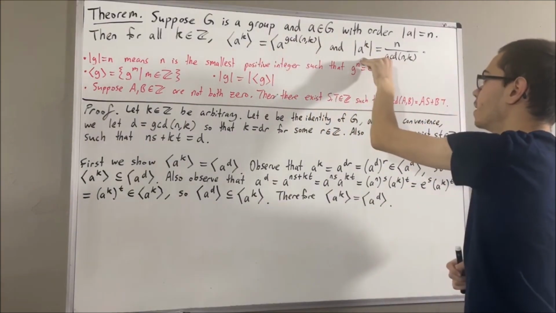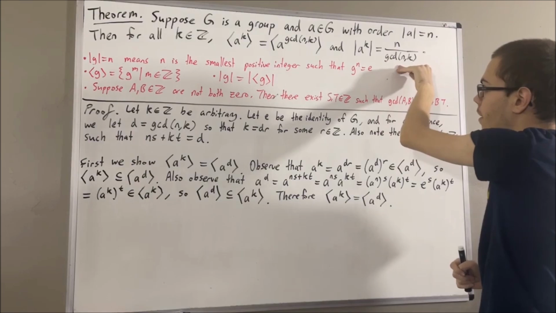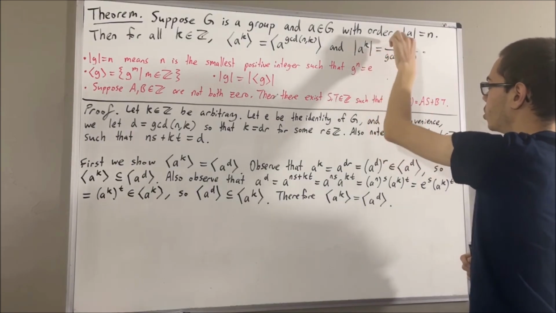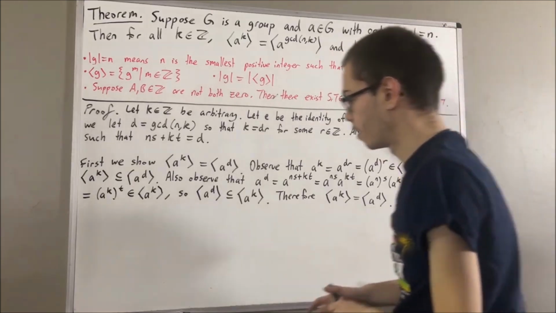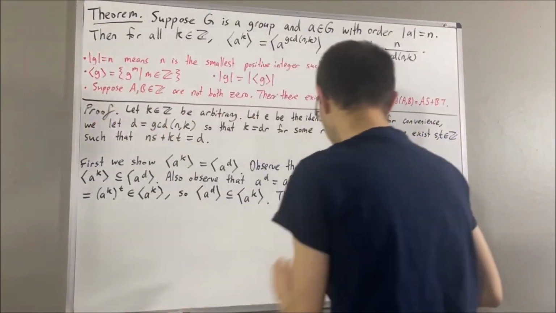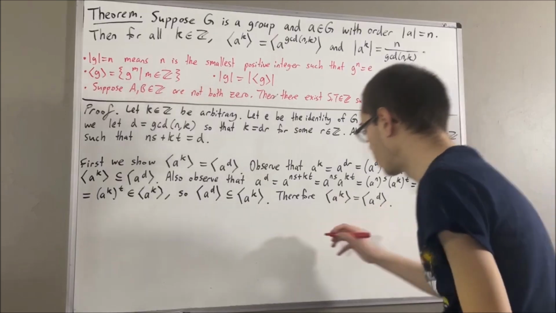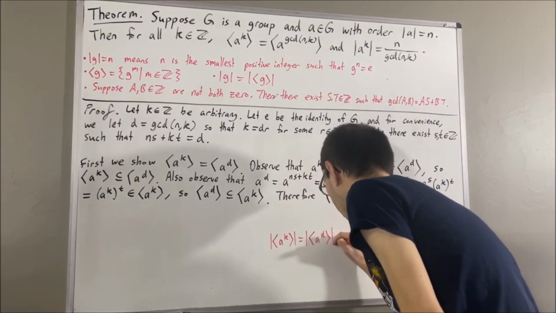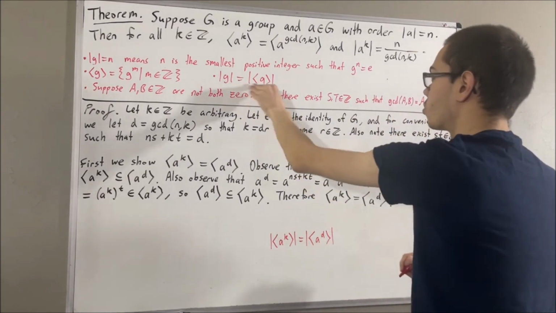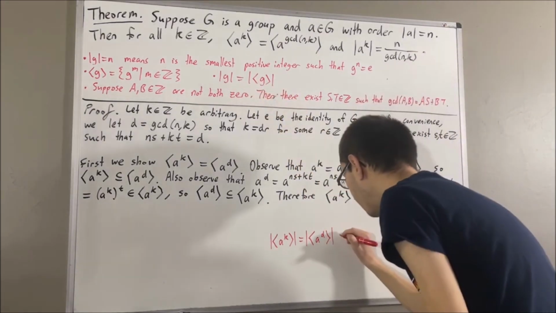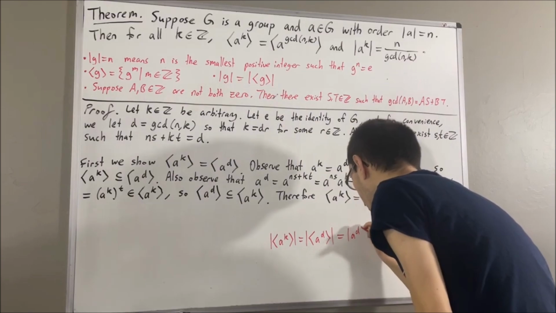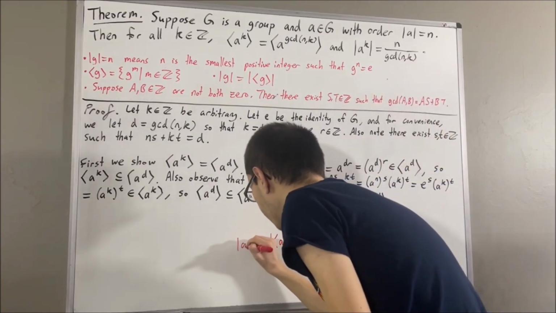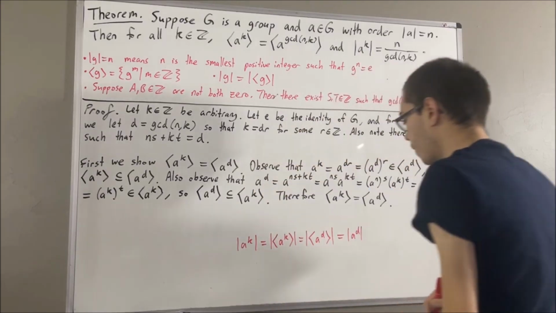Now let's verify this result. We want to prove the order of a to the power of k is equal to n over the GCD of n and k. And actually, since we know that these two groups are equal, their orders must be equal. But according to this result, we know that the order of the group generated by a to the power of d is equal to the order of a to the power of d. And the order of the group generated by a to the power of k is equal to the order of a to the power of k.